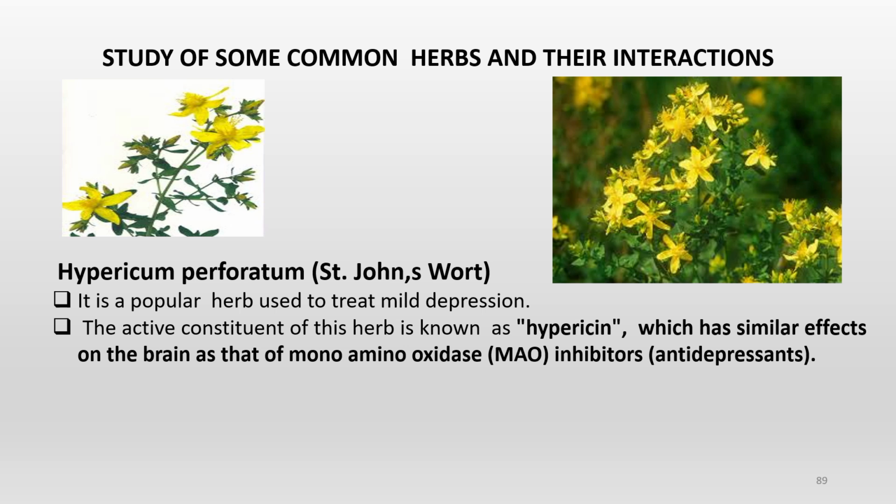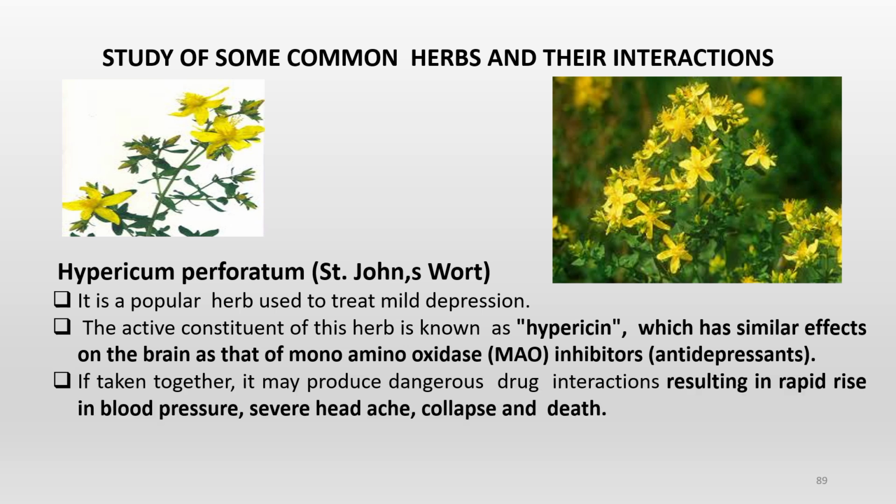The active constituent of the herb is known as hypericin, which has a similar effect on the brain as that of monoamine oxidase, MAO inhibitor antidepressants. If taken together, it may produce a dangerous drug interaction, resulting in rapid rise in blood pressure, severe headache, collapse and death. So they should not be taken along with St. John's wort or Hypericum perforatum. You should write that very clearly.